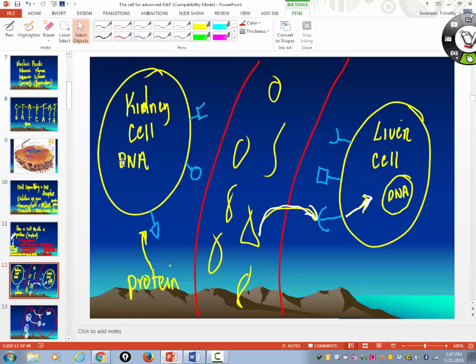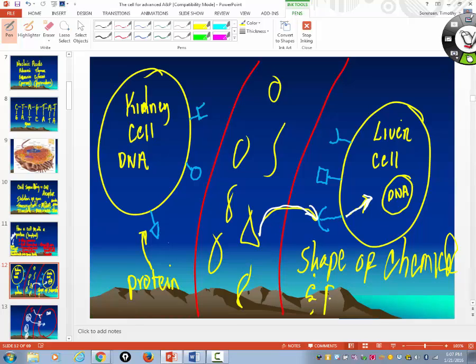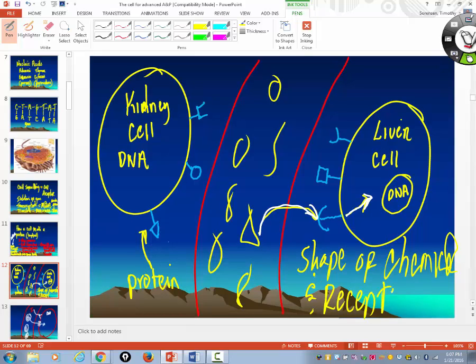So do you want chemicals from the blood willy-nilly going into your cells? No. So to prevent that from happening, these chemicals from the blood, when they bind to a specific receptor on the cell, and you're not going to believe this, this is so crazy, the shape of the chemical and the receptor determine whether that chemical can bind there and influence it. Did you know that? You know it now.